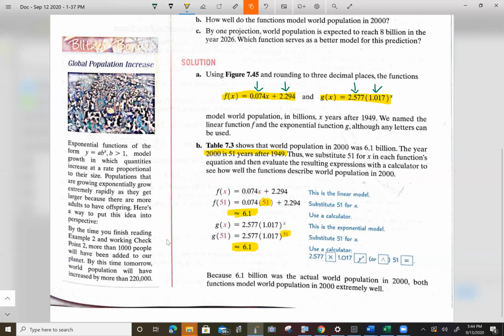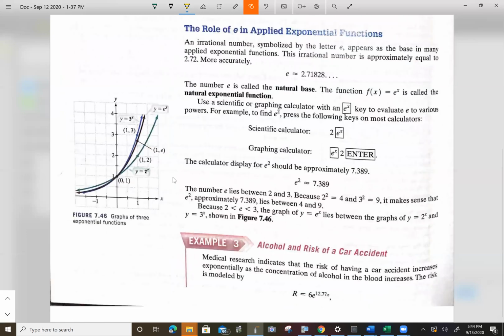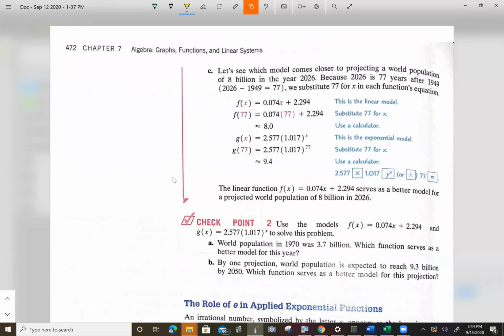So what they did was they went longer. They went farther past 51 years. So here they input 77 years into both. In the linear relationship, after 77 years from 1949, they get approximately 8 billion. And this would be what happens in 2026.